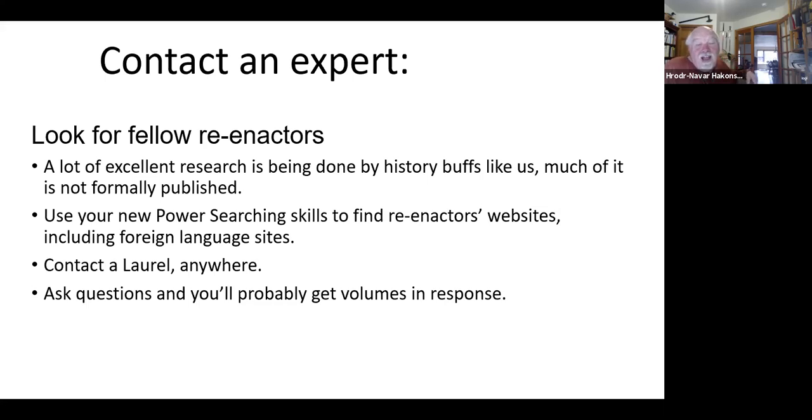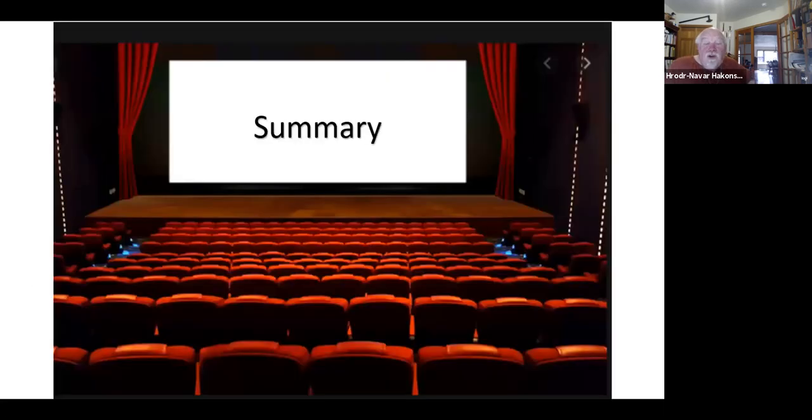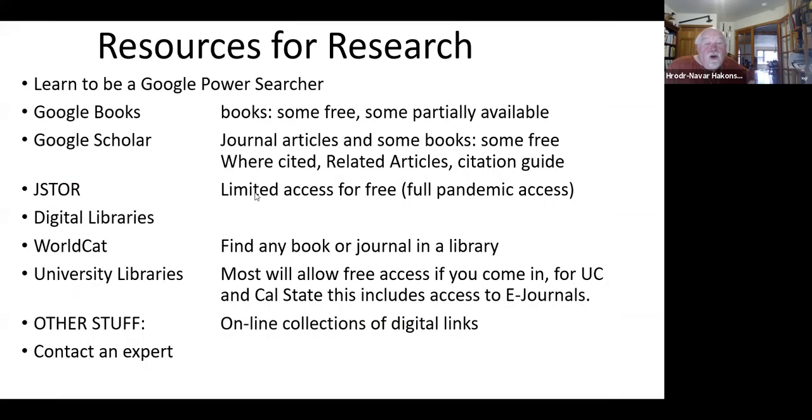don't put off contacting experts. You can get a lot of great information, and people will generally be very happy to help you. So, in summary, I'm just about done. Learn how to be a Google Power Searcher. Learn how to use Google Books, Google Scholar, JSTOR, digital libraries, WorldCat, university libraries, online collections of digital links, and contact an expert.